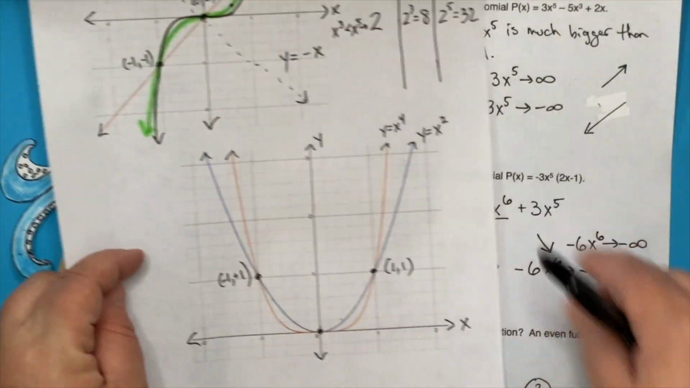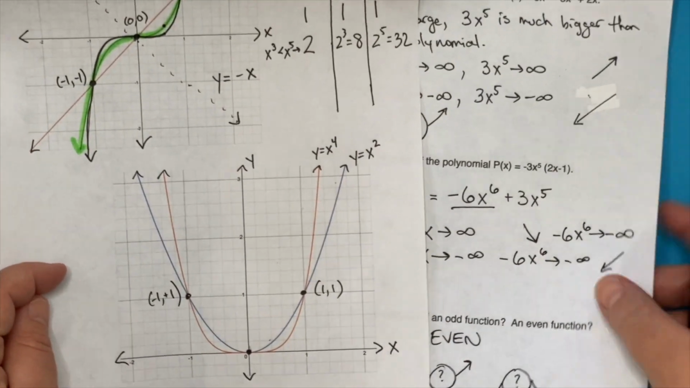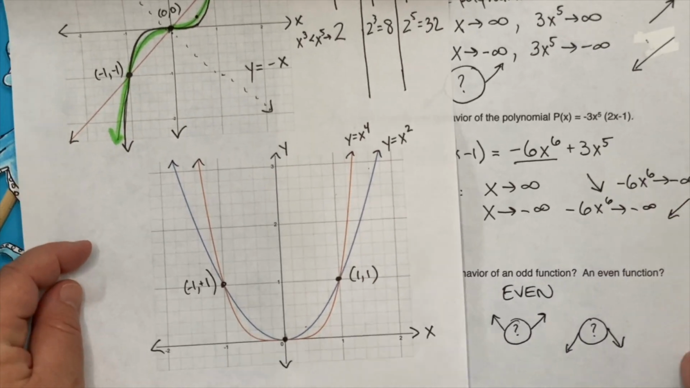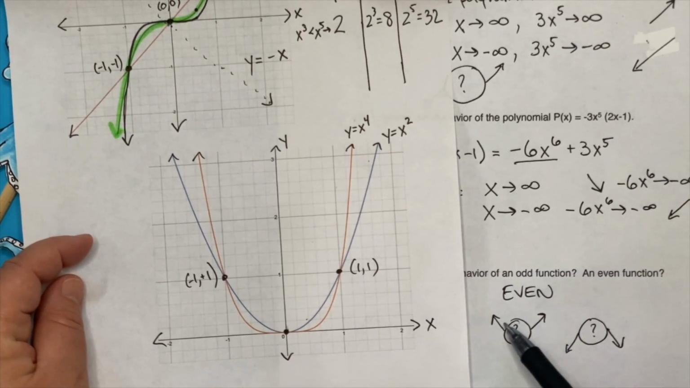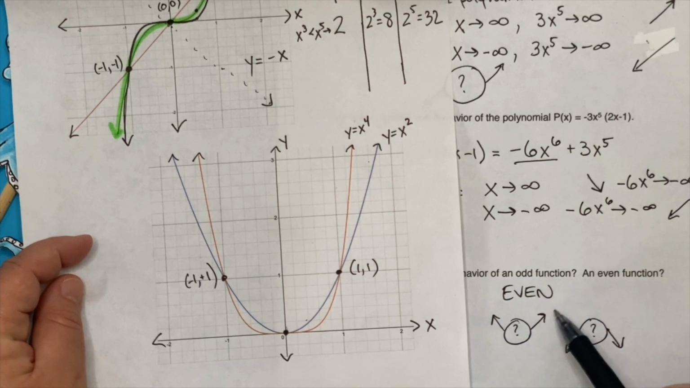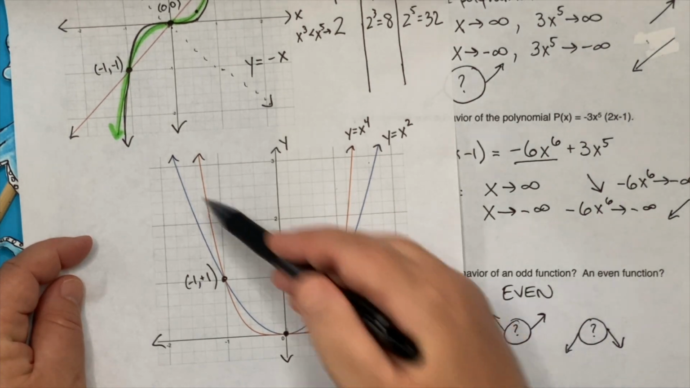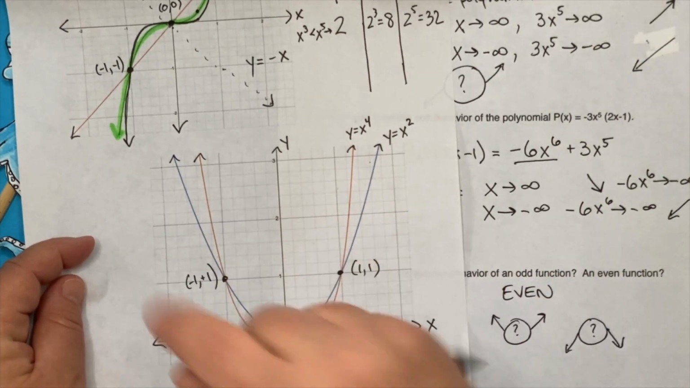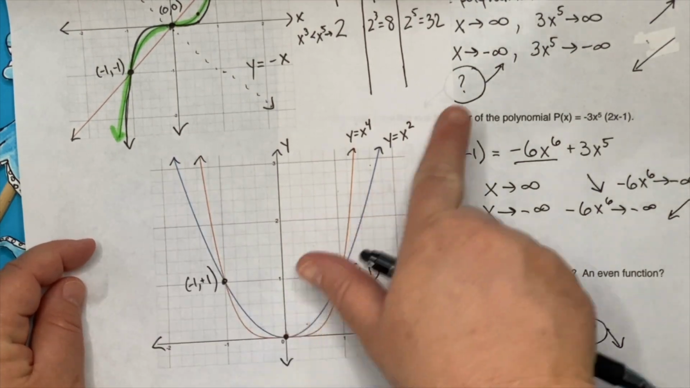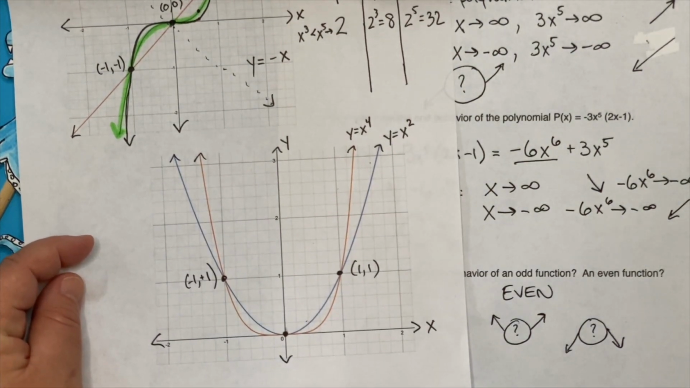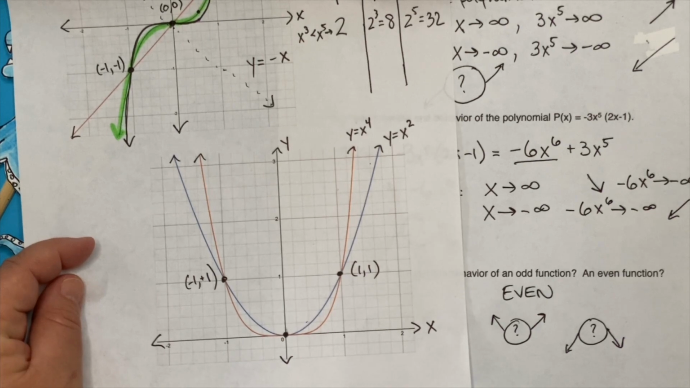Okay, for even functions, oops, don't fall down. We're almost done. Courage, we can do it. For even functions, either both ends go up or both ends go down. And you can see these two examples, both ends go up, up on the left, up on the right. And so that's going to help us determine what the graph looks like.